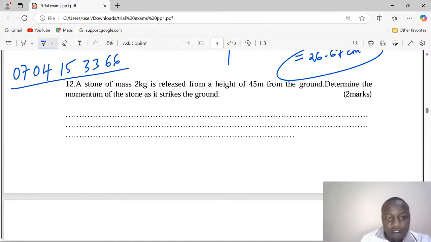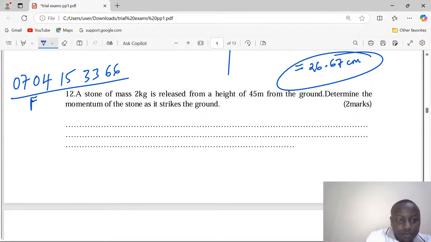A stone of mass 2 kg is being released now from a height. This is a Form 3 topic, and we'll be talking about change in energy. When an object is released from up there, it possesses what we call gravitational potential energy. But as it comes down, it loses height, so it loses the gravitational potential energy and gains what we call kinetic energy.